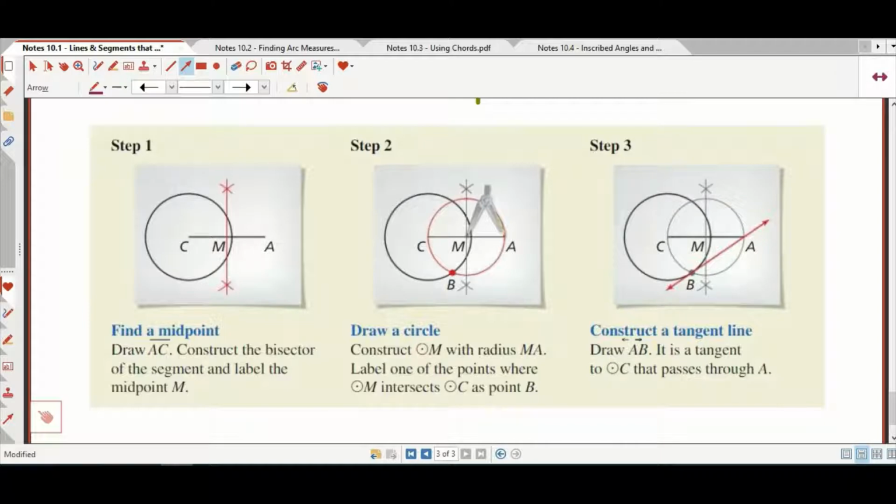There are some lines and segments that intersect circles. I hope you learned a whole bunch.